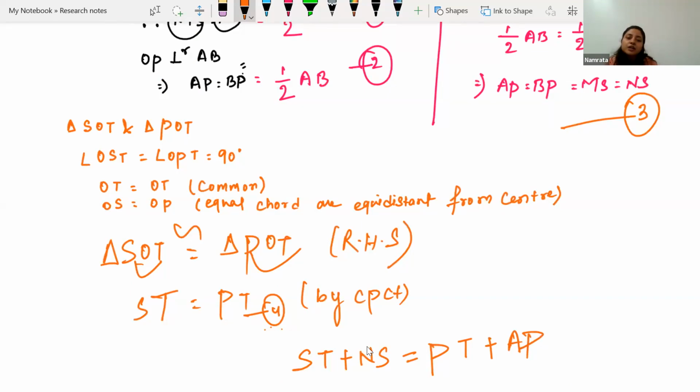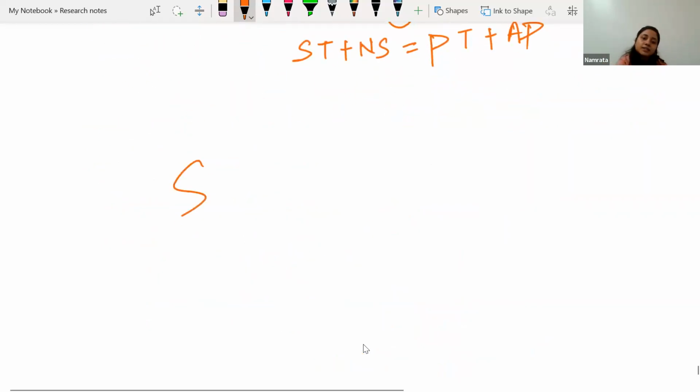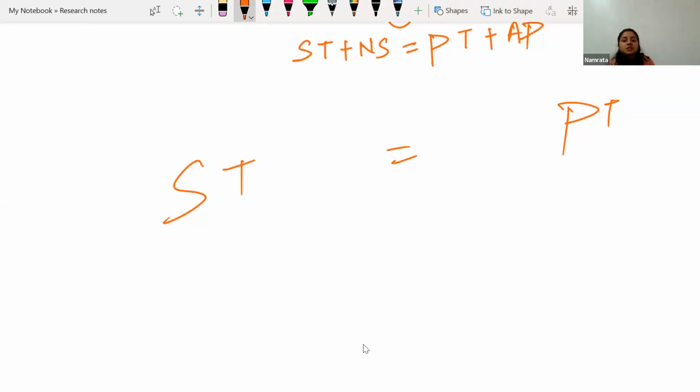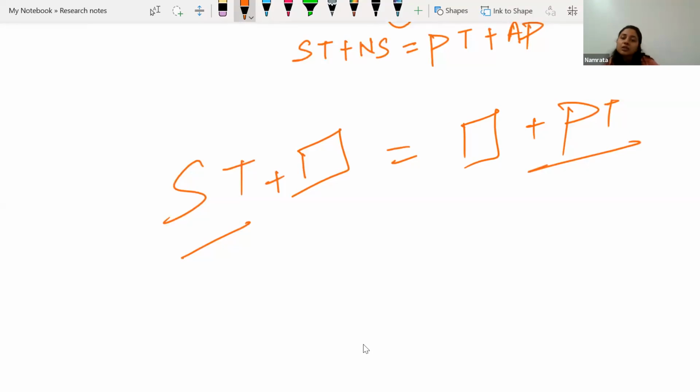What are we doing? We are adding equation 4 and equation 3. In equation 3, AP, BP, MS, NS are all the same. So we have taken NS and we have taken AP. These two we have added with this equation. What we are doing is that ST and PT are both the same. This one we have got by CPCT. Now I want to add something over here and something over here, so that we will get both the yellow sides the same, or maybe both the green sides the same.